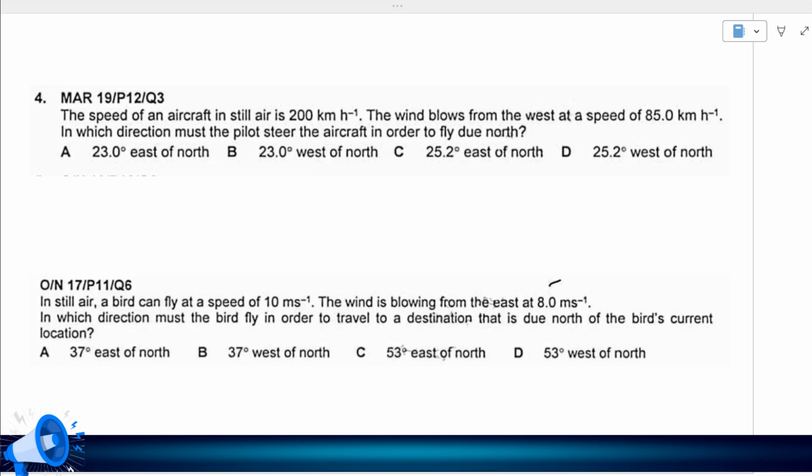I'll explain the first one in detail, but the second one, which is essentially the same, I'll draw the triangle directly. I'll fast forward the second one, but this one I'll explain in detail. So the first thing that you need to look at is how many vectors there are in the statement. We see we have three vectors here. The speed of the aircraft in still air, then the speed of the wind, and then in what direction the pilot steers the aircraft in order to fly due north.